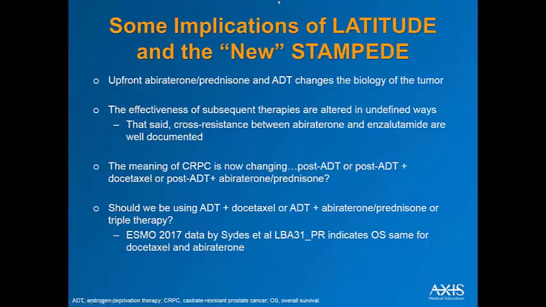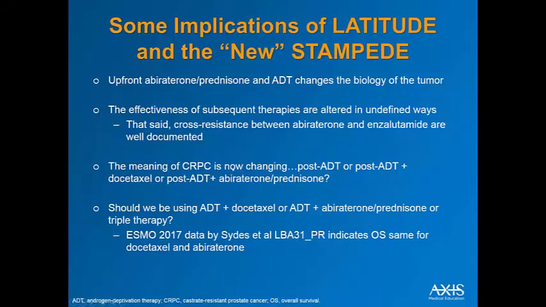Some implications for the Latitude and New Stampede is that upfront abiraterone prednisone will change the biology of the tumor. The effectiveness of subsequent therapies are altered in potentially undefined ways. We know that cross-resistance between Abi and Enza are well documented, but we don't really know how this upfront treatment is going to be changing things.